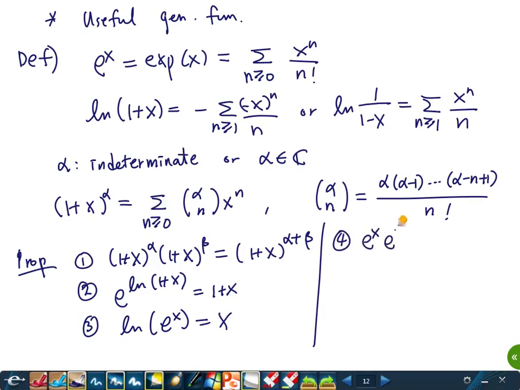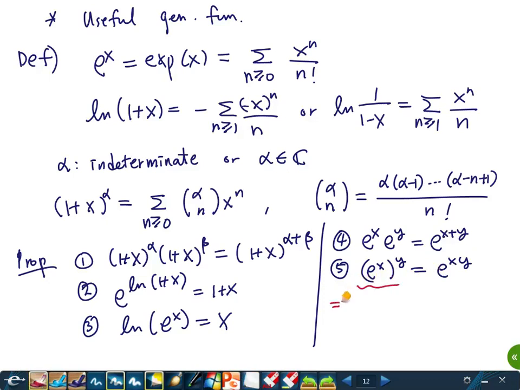e to the x times e to the y equals e to the x plus y. Also true: e to the x raised to y is e to xy. By the way, what does this mean? What do you think this means? We know this is okay. We can multiply them. This is okay because e to the x plus y, I think this is okay. But what about this? This should be understood as follows.